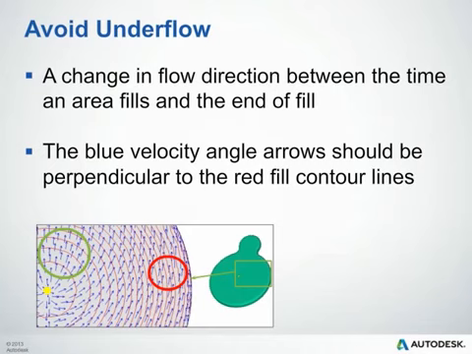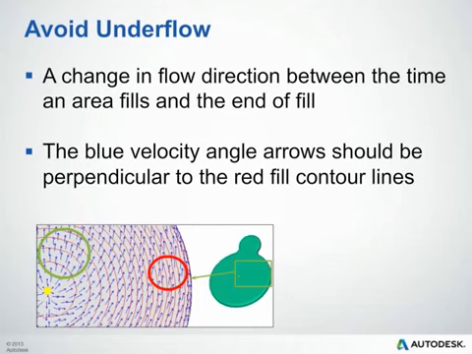In the lower right hand side of the figure, they are parallel, indicating significant shift in the flow front direction, which you can see indicated by the red circle. The main issue with underflow is its effects on the part's orientation, or the molecular or fiber orientation.